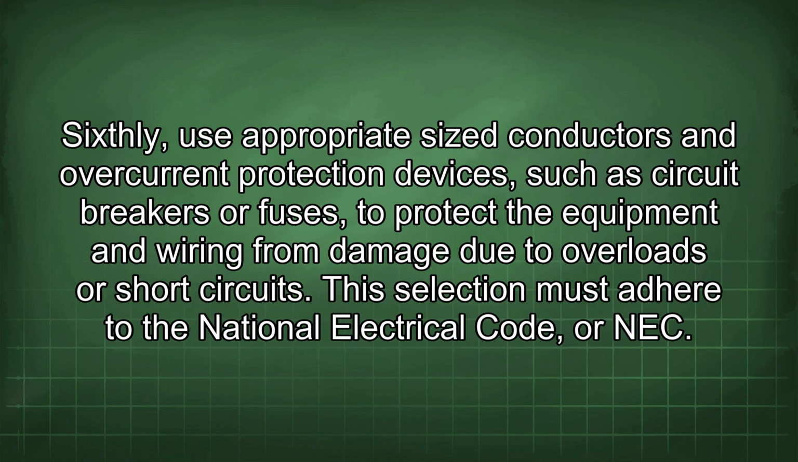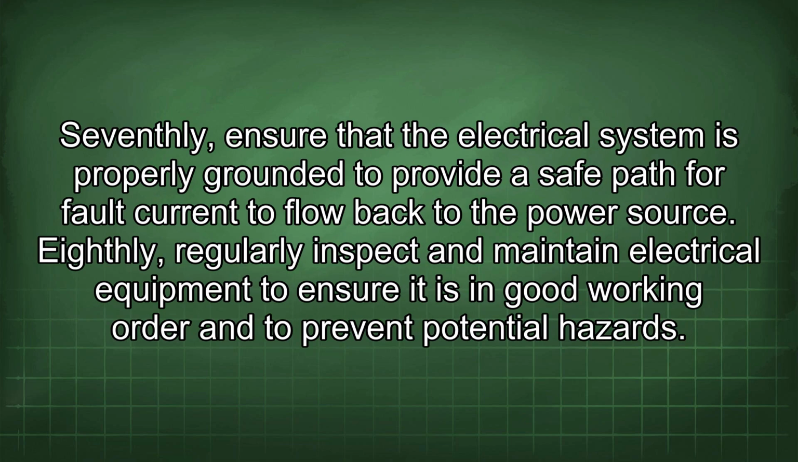Sixthly, use appropriately sized conductors and overcurrent protection devices, such as circuit breakers or fuses, to protect the equipment and wiring from damage due to overloads or short circuits. This selection must adhere to the National Electrical Code, or NEC. Seventhly, ensure that the electrical system is properly grounded to provide a safe path for fault current to flow back to the power source.